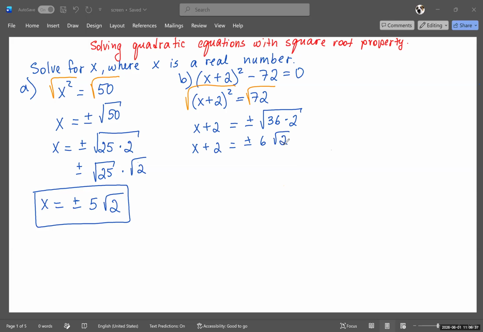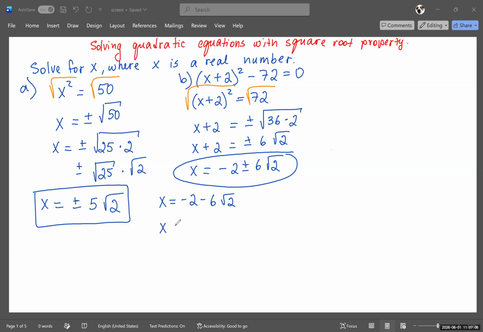Now we don't have just x on the left-hand side, we have to just get x, which means we have to subtract 2 from the left-hand side and from the right-hand side. So that's x equals negative 2 plus or minus 6 square roots of 2. Now you can leave it as one expression with a plus or minus in between, or you can separate it into two expressions. X equals negative 2 minus 6 square root of 2, and x equals negative 2 plus 6 square root of 2.